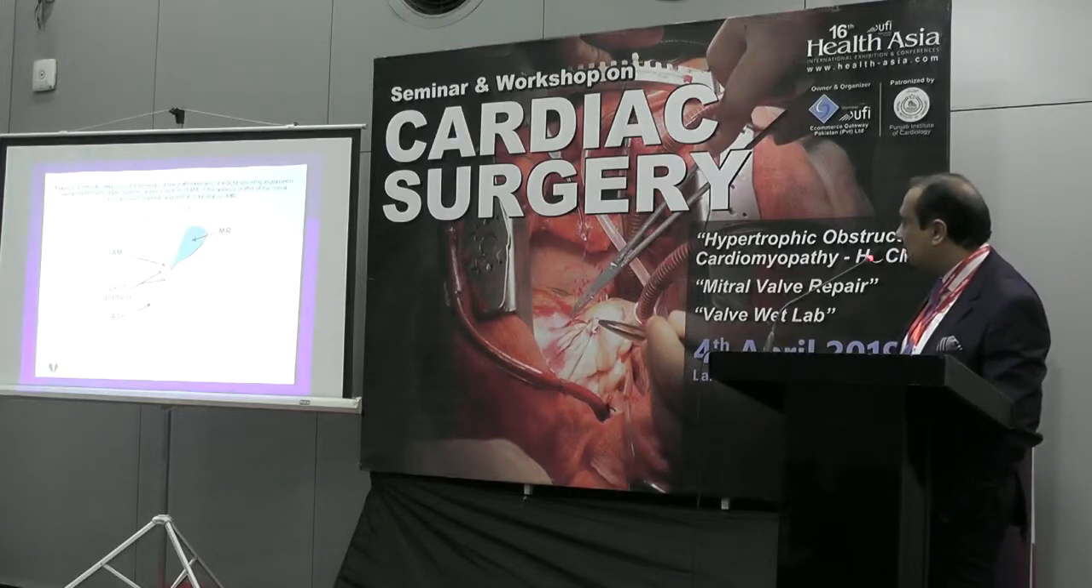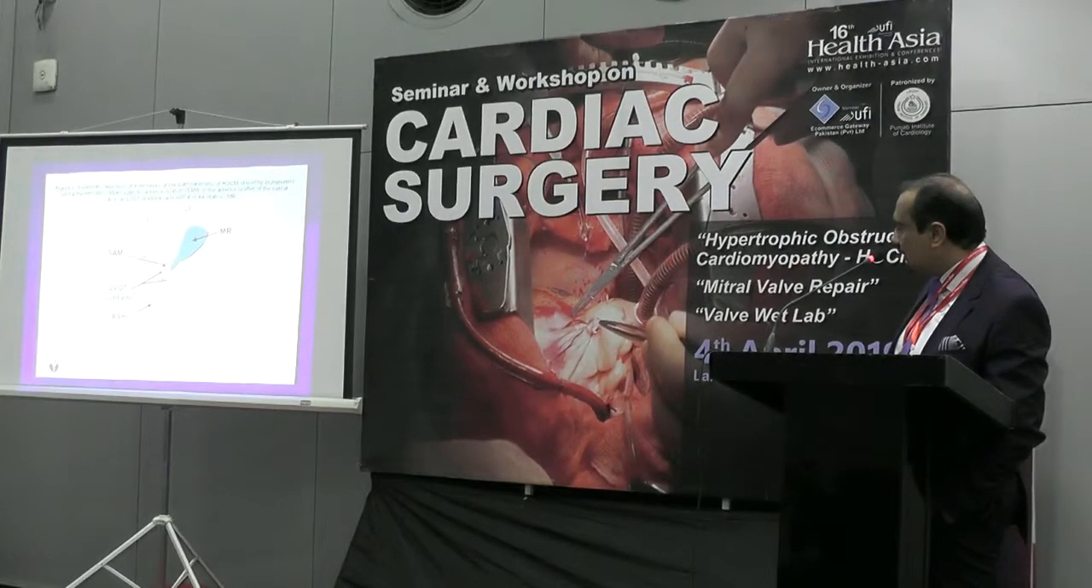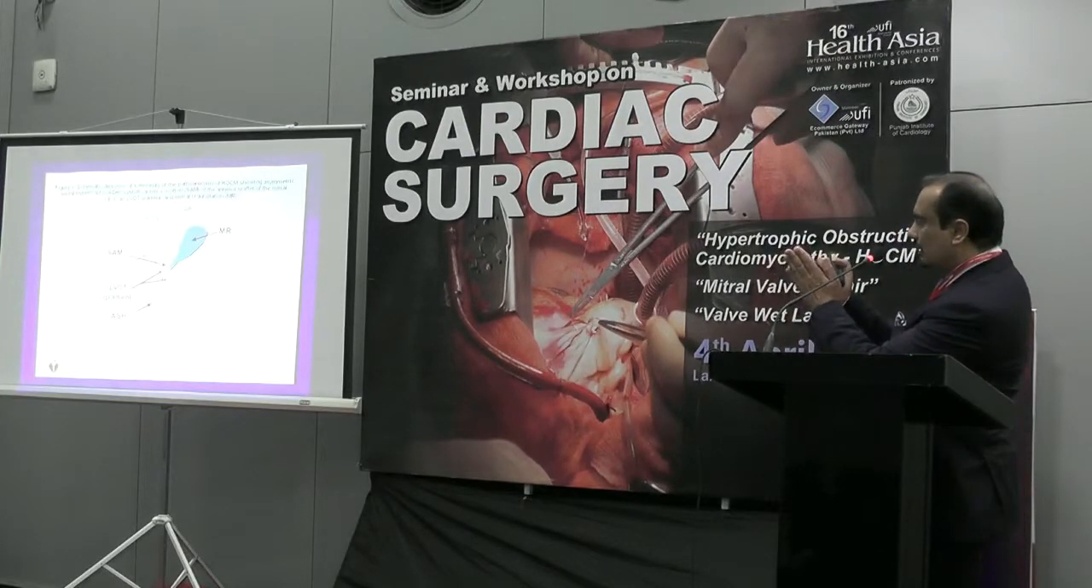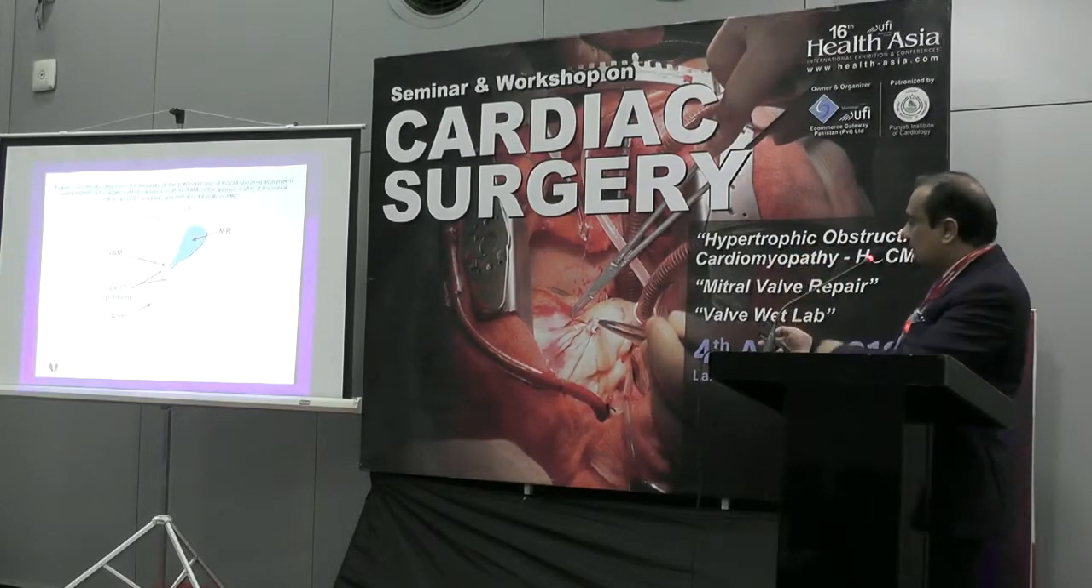This is what it looks like. This is a diagrammatic representation. This is the left ventricular cavity, left atrium, and this is the mitral valve here. This is the interventricular septum. As a result of thickening of the interventricular septum, it causes obstruction between the mitral valve and the septum. So as a result, when the heart contracts, they come together, and there's a pulling of the anterior mitral leaflet as it causes a hose effect.